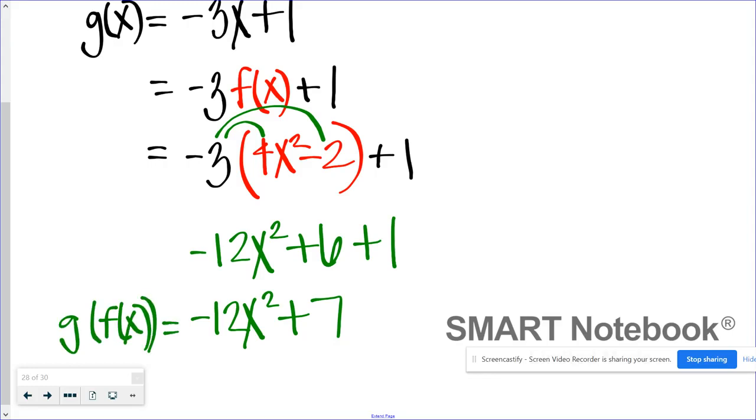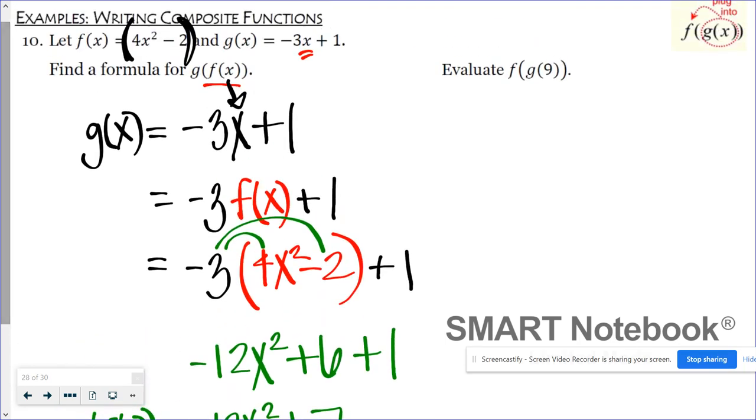That's my answer. Okay. So whatever's on the inside, substitute that into the outside function. That's what we did. So f of x, we substituted that into g of x.